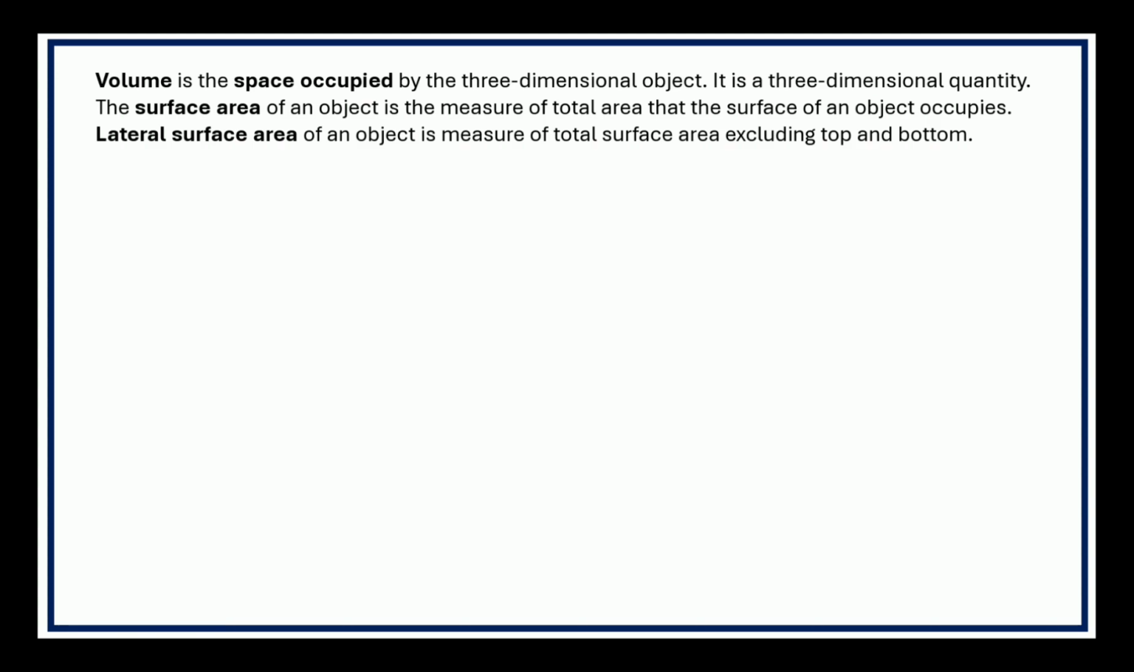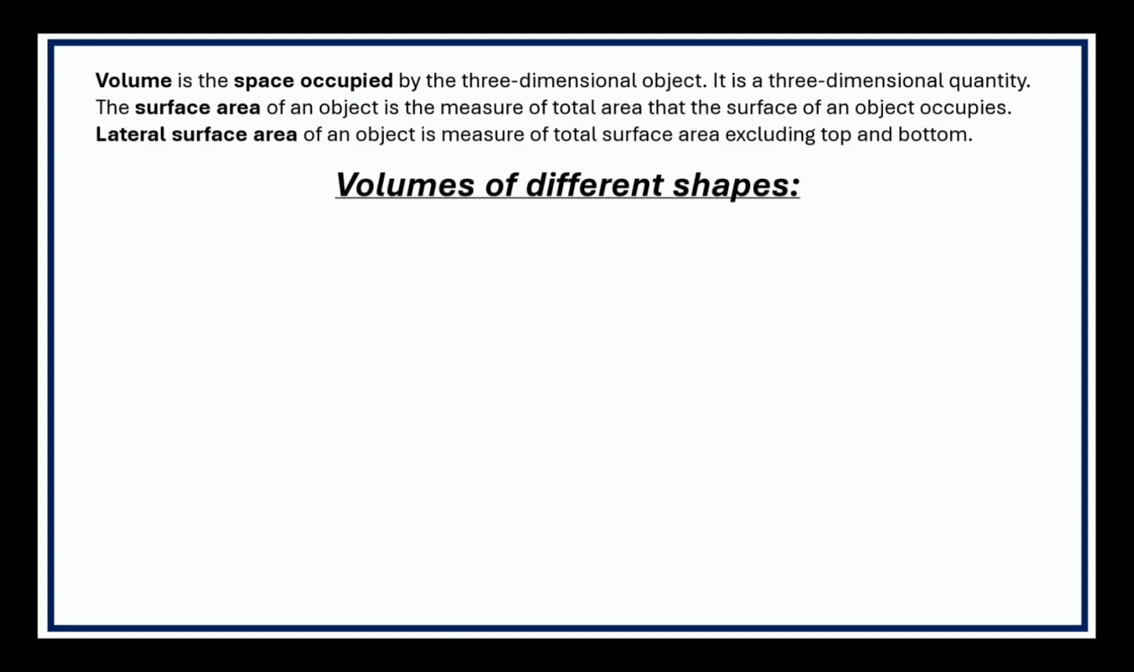The surface area is the measure of total area that the surface of an object occupies. In short terms, the surface area is the area of the entire surface of a 3D object, for example a sphere. Lateral surface area is the measure of total surface area excluding top and bottom. Surface area is the measure of total area across all its surfaces. Hope you guys understand that. Lateral surface area is the measure of the entire surface area excluding top and bottom. So volume, space occupied; surface area, entire surface; lateral surface area, entire surface except top and bottom.